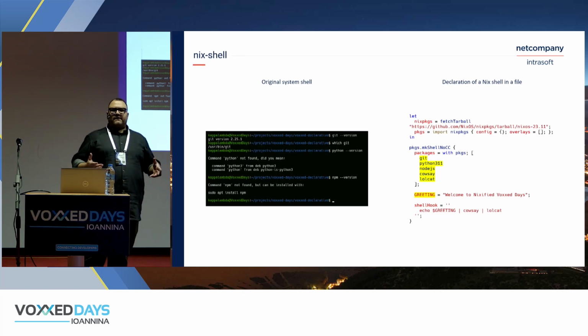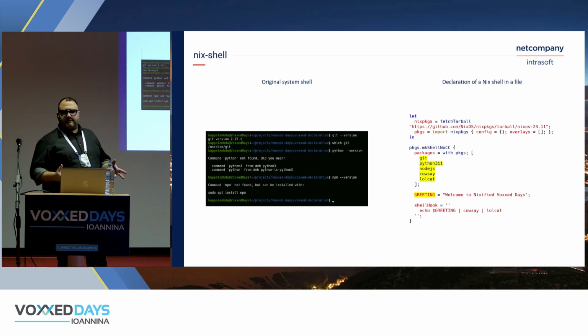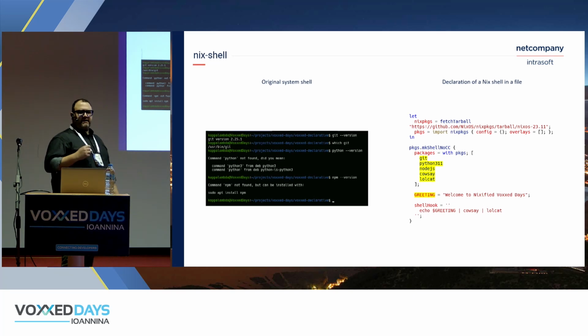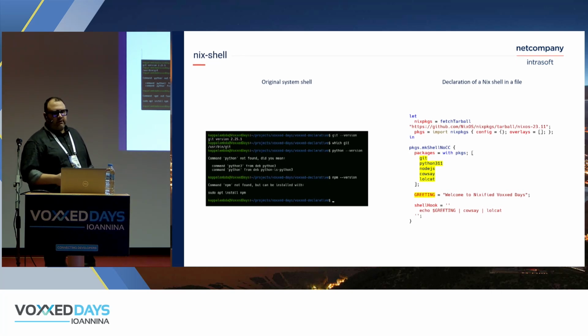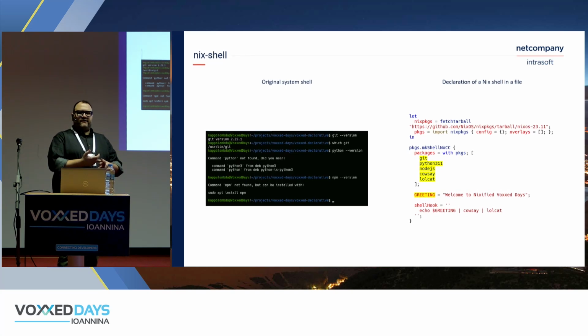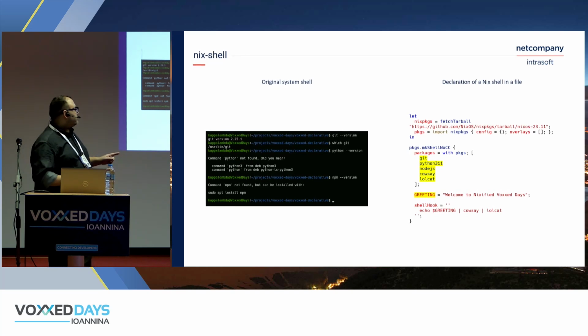But in our day-to-day environment, we don't want to remember commands. We want something more robust. We want something that works. We get into the directory and it works. So we have the ability to declare shells. Here in the left image, you can see we are in a regular shell. I don't know if you can see very well on the screen. We have a Git version, but we don't have a Python version or NPM. The Git version here is 2.25.1.